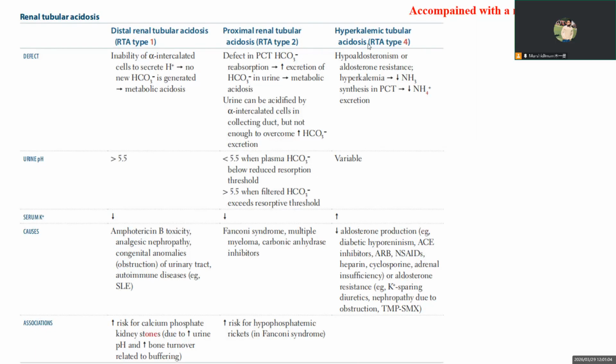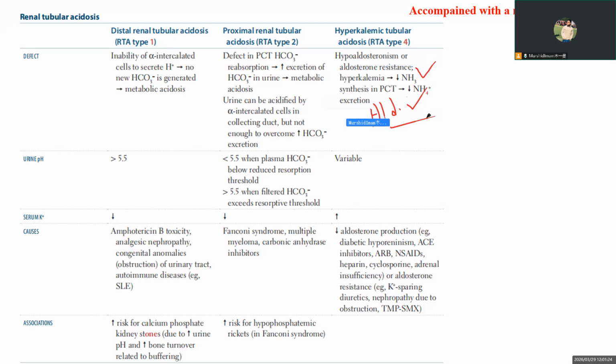All right, so now we have to discuss the third type, that is type 4 RTA, the hyperkalemic renal tubular acidosis. And you can remember it all with one keyword: this is the problem in aldosterone production, or the problem is related to aldosterone.